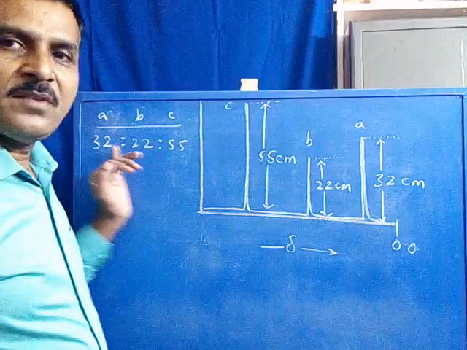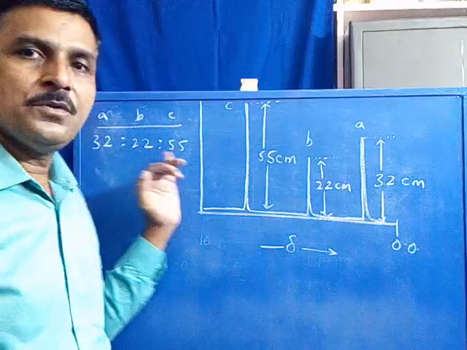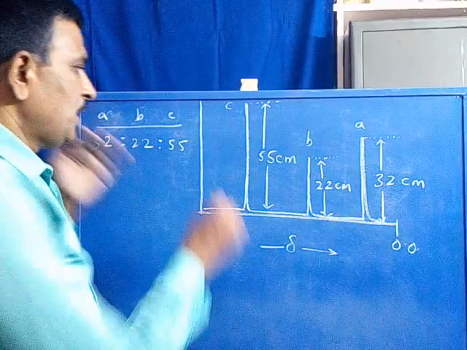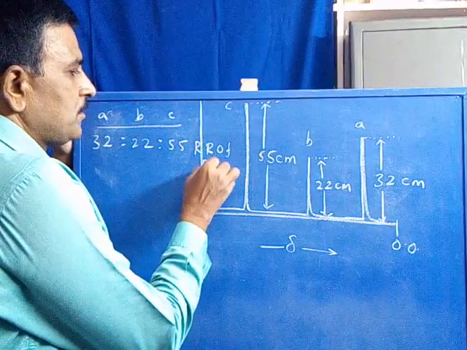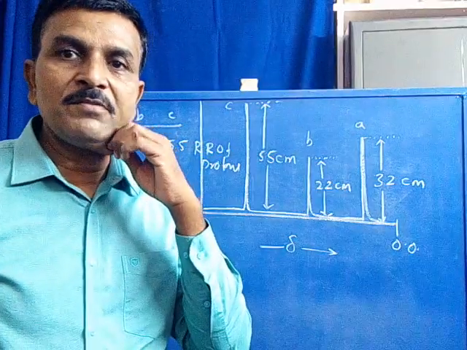So these numbers are called the relative ratio. These values 32, 22, 55 are known as the relative ratio of protons. Then what we have to do?